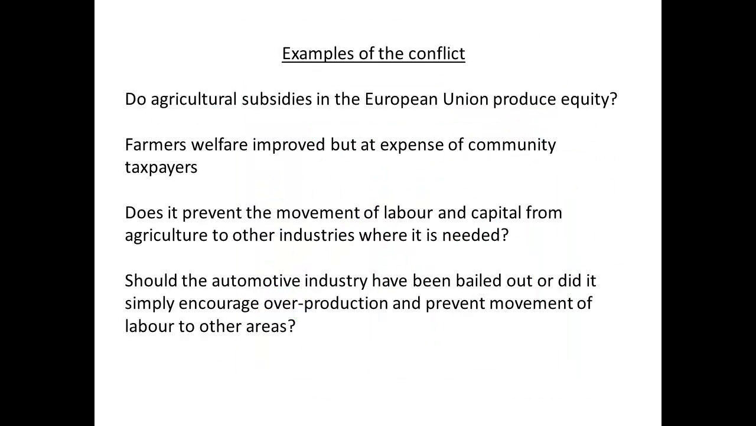Here are two simple examples of the conflict between efficiency and equity. The European Union operates a policy of agricultural subsidies where the welfare of farmers is improved at the expense of the taxpayers in the community. Is such a distribution preventing movement of labour and capital from one industry to another where it is needed? If there are large surpluses of food, then surely overproduction is not desirable. More recently, the automotive industry has been bailed out by government funding. How desirable was this?